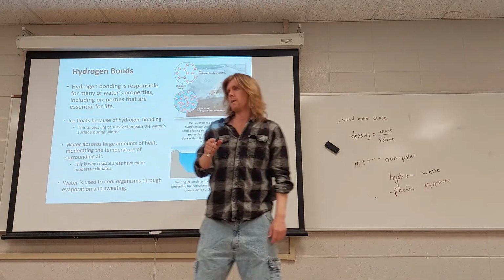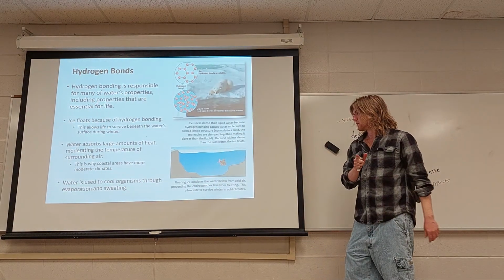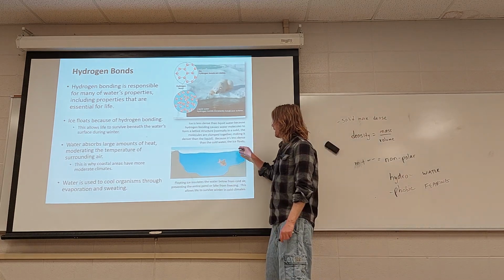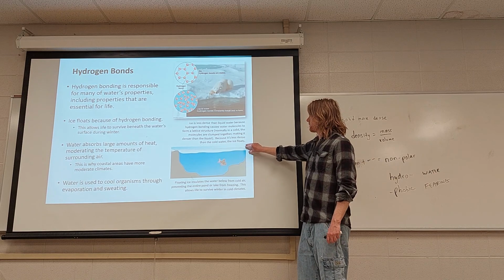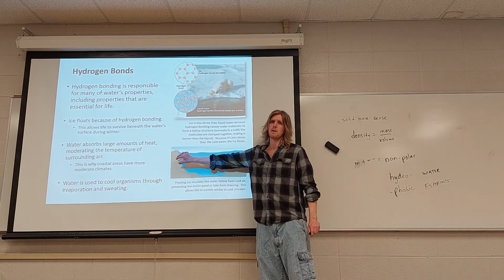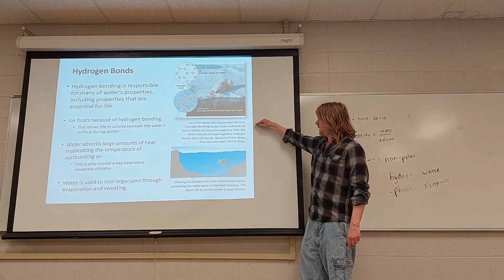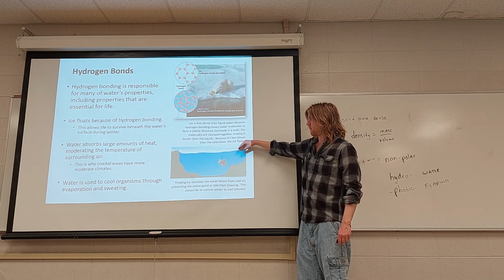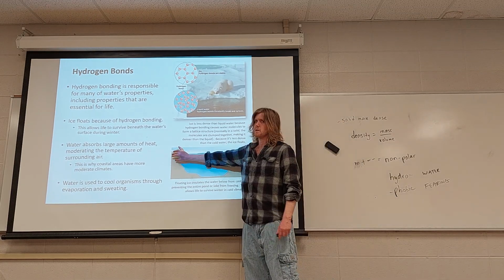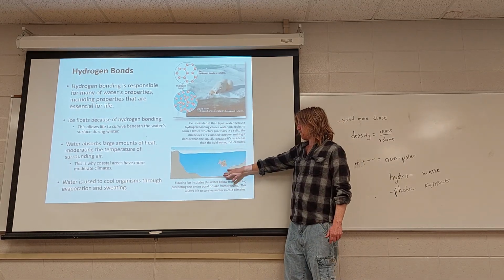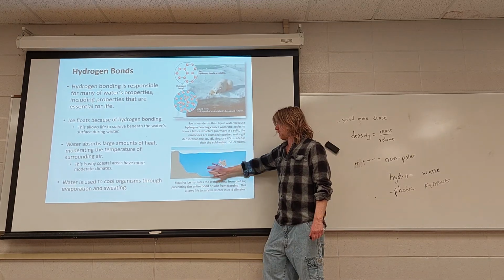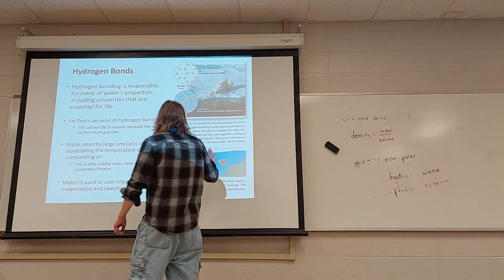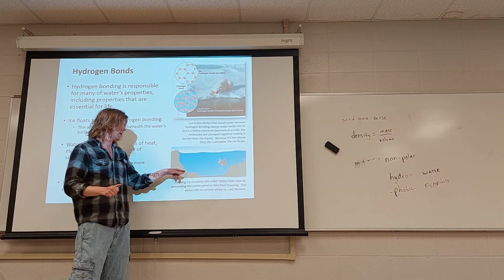Why does that matter? It matters because ice floating creates an insulating layer atop of lakes and ponds. Cold air can only penetrate so far. You get a nice layer of ice. The water below is shielded from the cold air above.